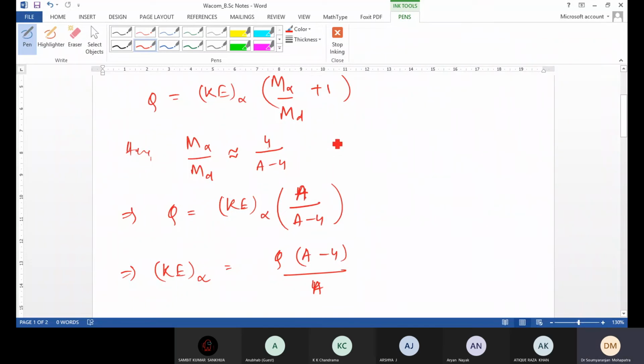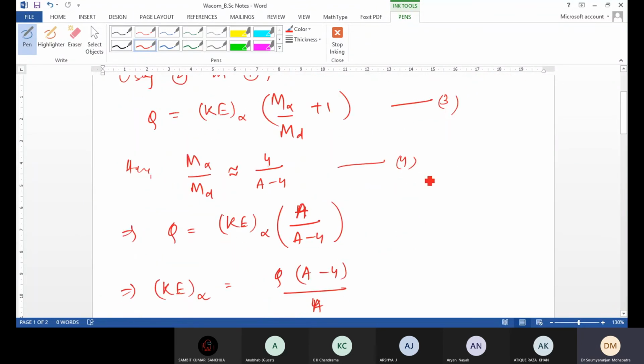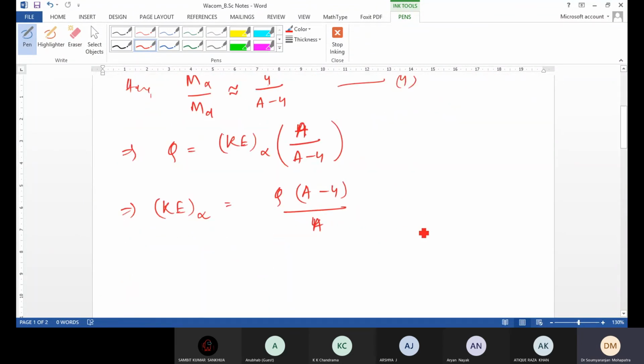You can give some equation number. Let's say this is 3, this is 4, and you can use 4 in 3, so that is the final expression. So in this way, you can find out what kinetic energy this alpha particle is moving with. Okay.